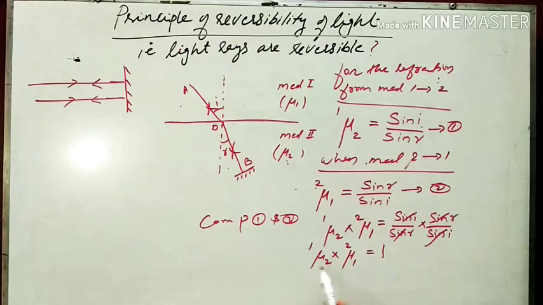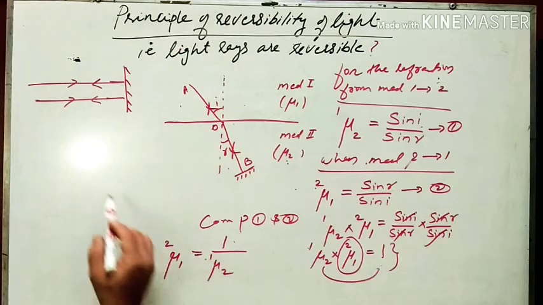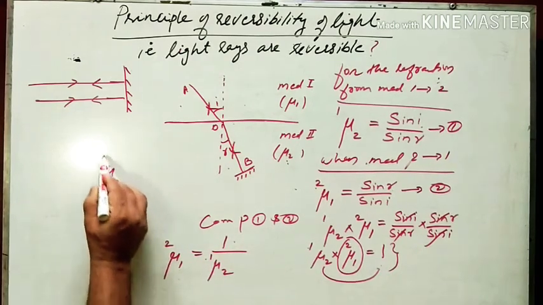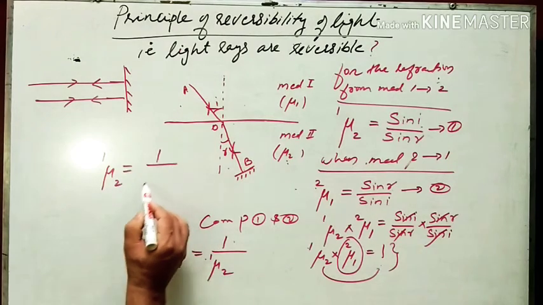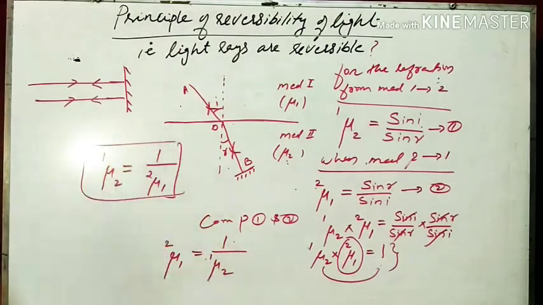So I can write the refractive index of medium 1 with respect to 2 as 1 by the refractive index of medium 2 with respect to 1, from this equation. It will go to the denominator part: 1 divided by the refractive index of medium 2 with respect to 1. Or, I can write the refractive index of medium 2 with respect to 1 is equal to 1 by the refractive index of medium 1 with respect to 2. This is the mathematical proof of it.